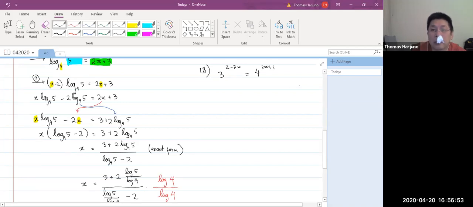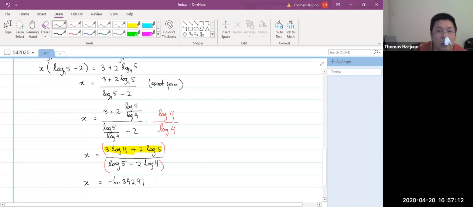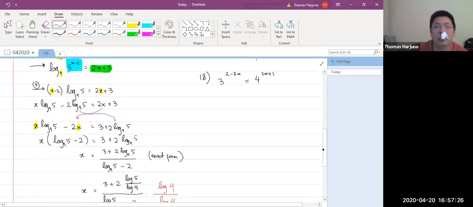Let's see again, number 16. The answer should be negative 6.34291 if we round to 5 decimal places. But in my test, I always want you to write the exact form first and then the approximate form. Approximate form.